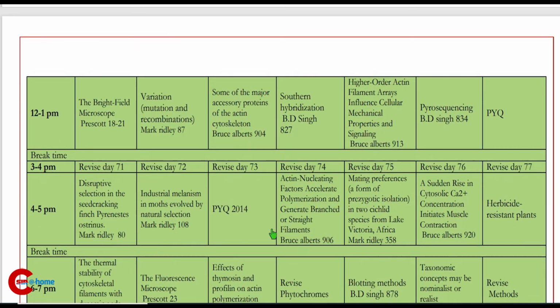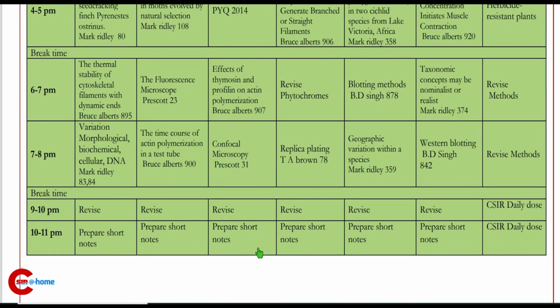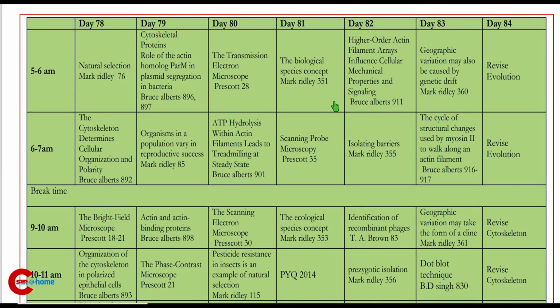previous year questions. Okay, 6 to 7 p.m., effect of thymosin and profilin on actin polymerization. Then 7 to 8 p.m., confocal microscopy. 9 to 11, revise and prepare short notes. Then day 81. Morning 5 to 6 a.m., the biological species concept. 6 to 7 a.m., scanning probe microscopy.